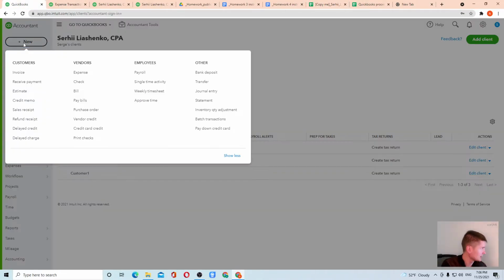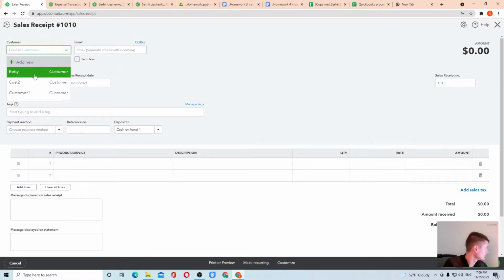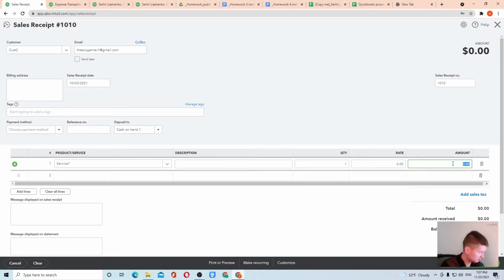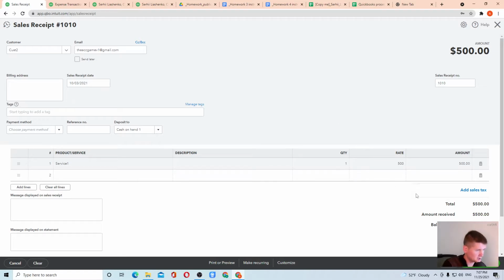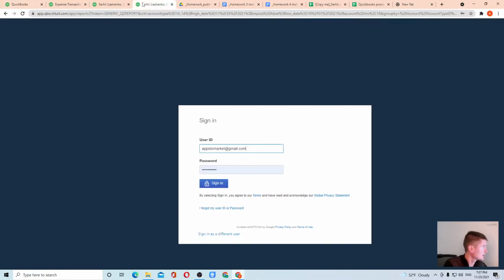So we go here, we click new. Whatever happens with our customers or vendors should go through the customer or vendor column. In that case, let's do revenue first. Cash revenue is a sales receipt. Sales receipt, let's pick a random customer. They want us to put an email here. Okay, so product service, let it be just service, $500, and that's basically all we need to do. Save, send and save.